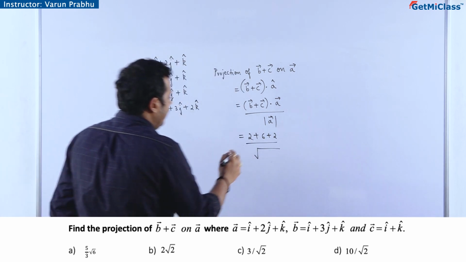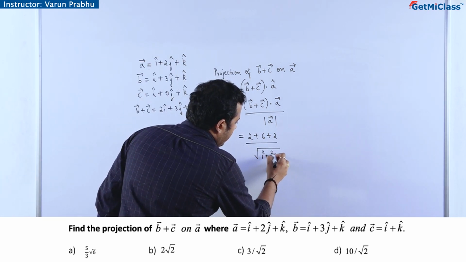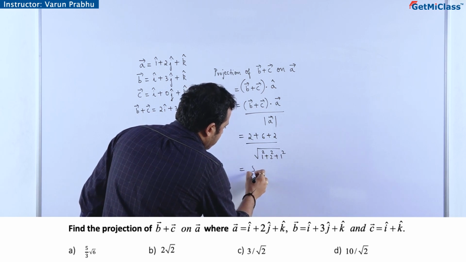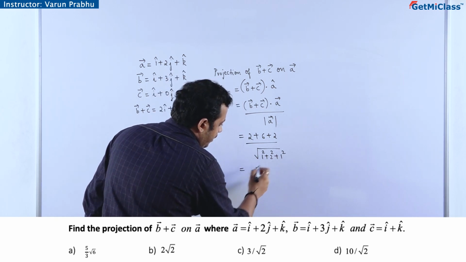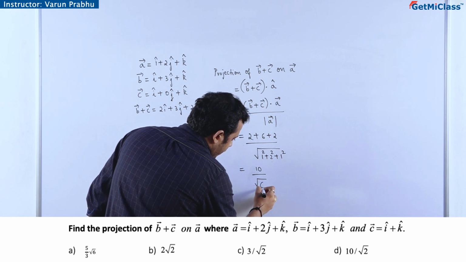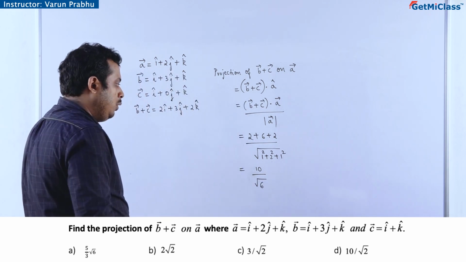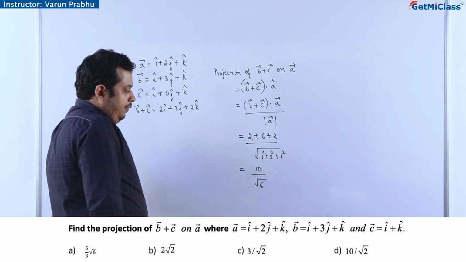What is the magnitude of A? 1 square plus 2 square plus 1 square. So what is this answer that we get? It is equal to 6 plus 4, 10, divided by root of 6. 10 divided by root of 6 will be the answer.